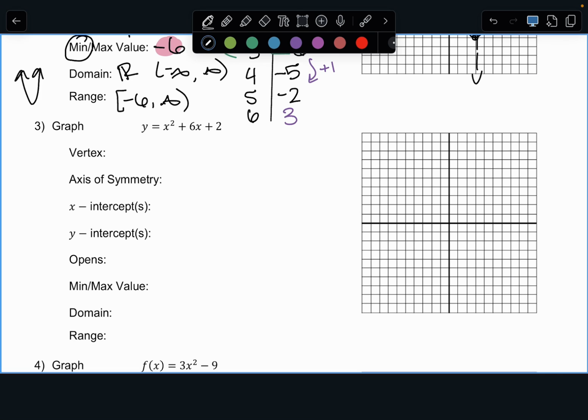That's okay. That's just your vertex. That just means your vertex is over here. A is positive. No, this is good. This is right.